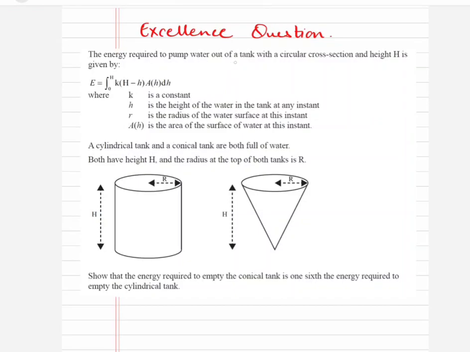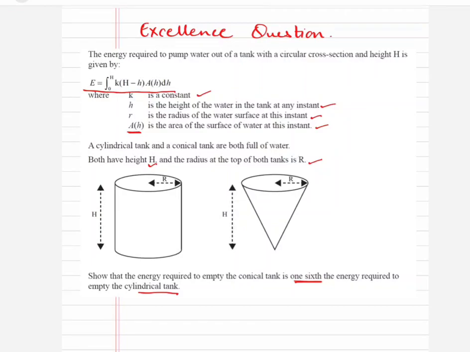The energy required to pump water out of a tank with a circular cross section and height h is given by this, where k is a constant, h is the height of the water in the tank, r is the radius of the water surface at any point, A(h) is the surface area of the water at this instant. A cylindrical tank and a conical tank are both full of water. Both have height H and the radius at the top of both tanks is R. Show that the energy required to empty the conical tank is 1/6 the energy required to empty the cylindrical tank.